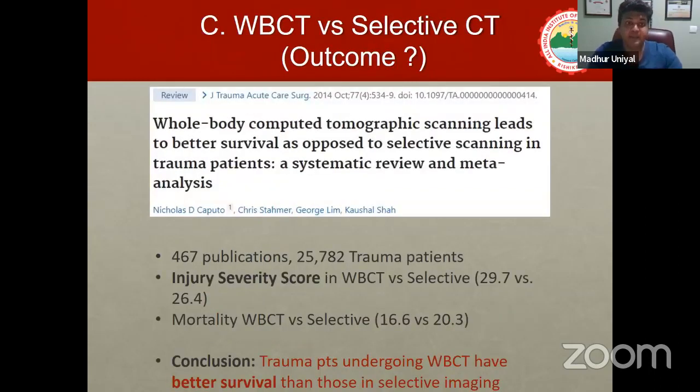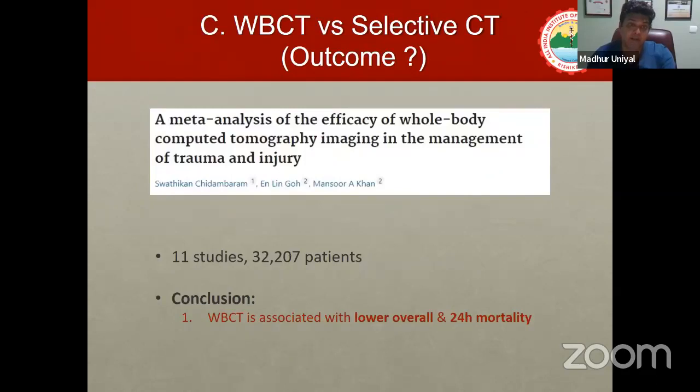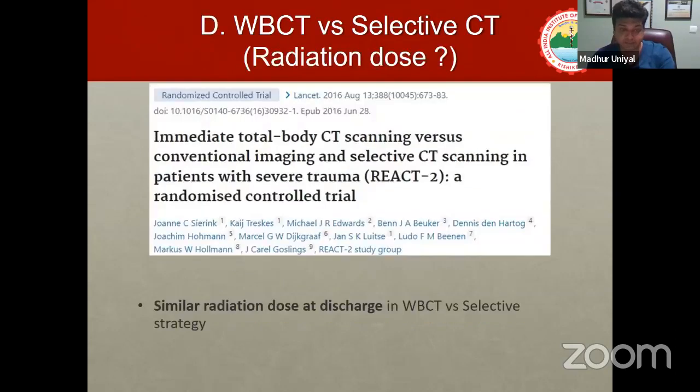Again, there has been a systematic review of more than 25,000 patients, in which they found that trauma patients undergoing whole body CT have better survival than those in selective imaging. What I want to stress is that in whole body CT, in these studies, the injury severity score was much higher than in the selective CTs. But even then, they had better survival. And again, another study of more than 32,000 patients tells us that whole body CT is associated with lower overall and 24-hour mortality.